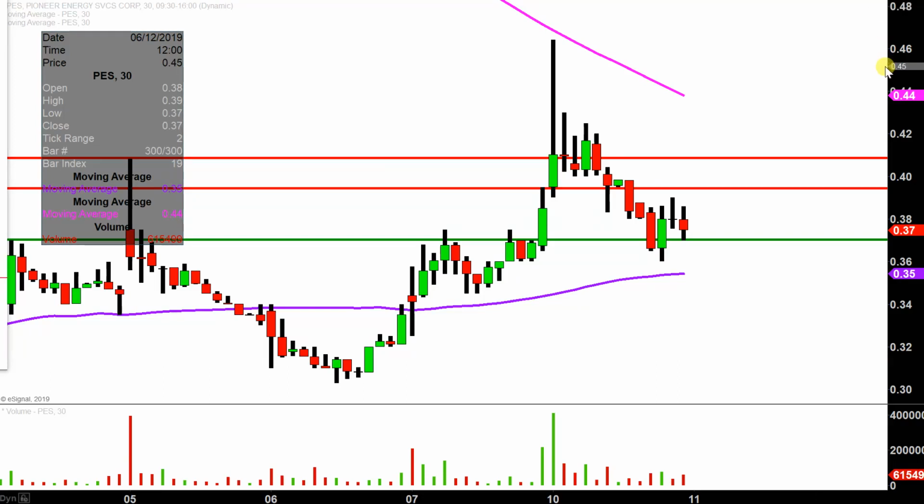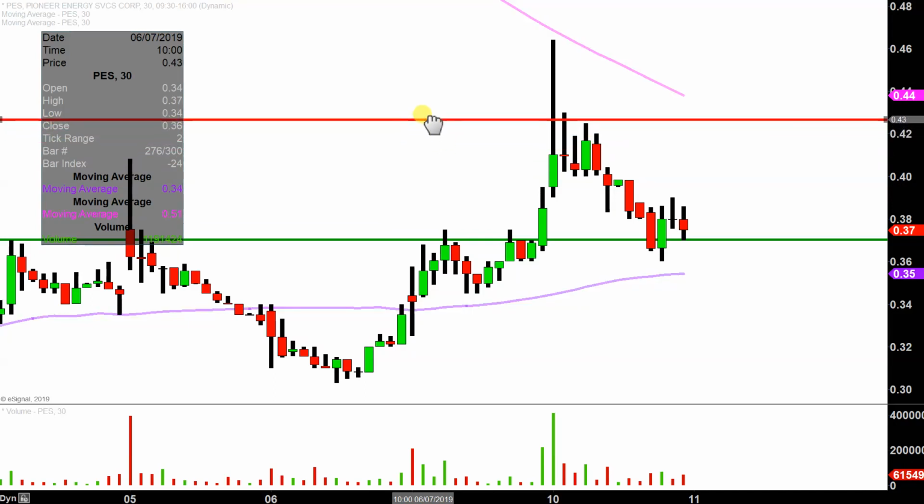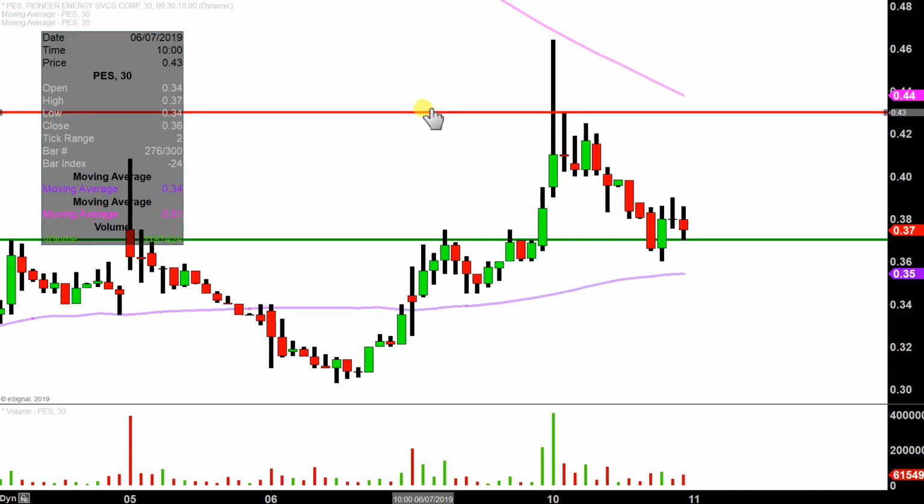What I am going to do, though, is make a little bit of adjustment. Just for housekeeping, I'm going to get rid of that line there and also adjust this level up here a little bit, now that we have more data. As far as the newer, more prevalent levels of resistance, it seems as though 43 cents is going to be the key level to watch going forward.